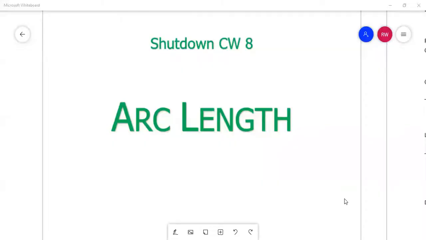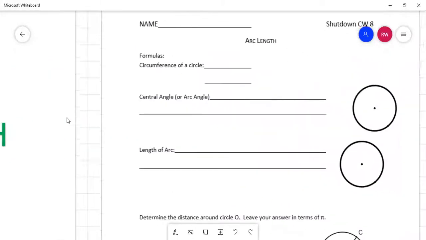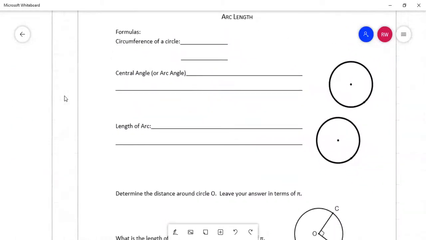Okay, I'm going to stop sharing now. Here we go. Arc length. We're talking about arc length, and you have an idea of what arc length is, but we're going to give you more specifics and talk about how to solve for it.